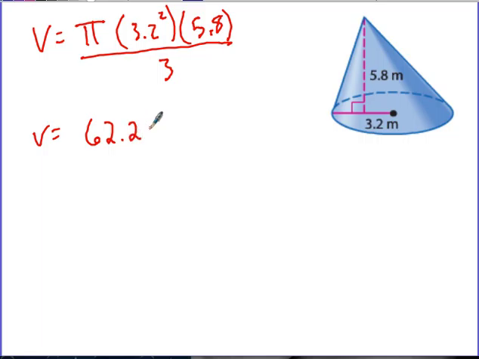62.2 meters cubed. All right, this one gets a little tricky. We're going to have to find the measure of the radius. We don't know the measure of the radius. All we know is the measure of this angle. We know this is a right angle, so we can use trigonometry. And I need one of the functions that allows me to use the adjacent side and the opposite side.